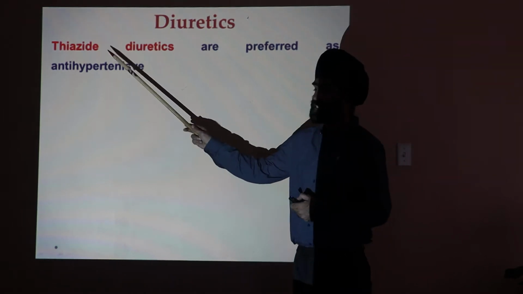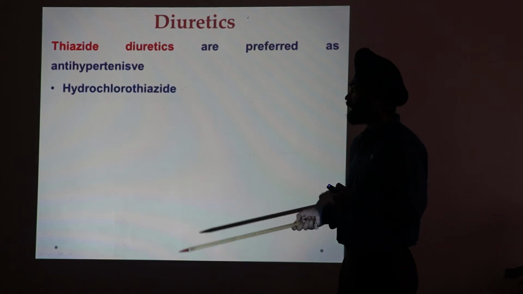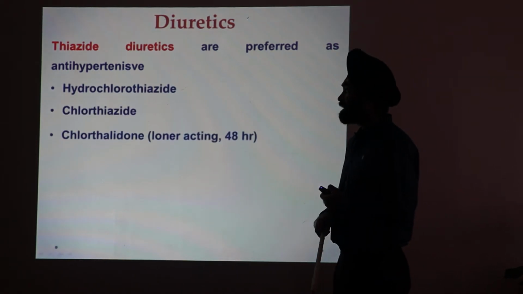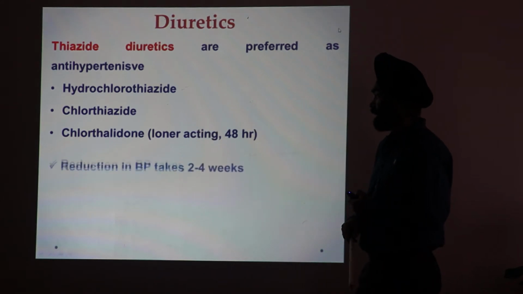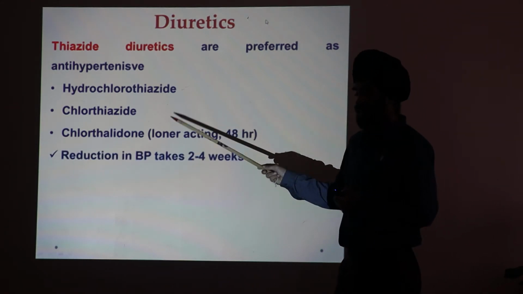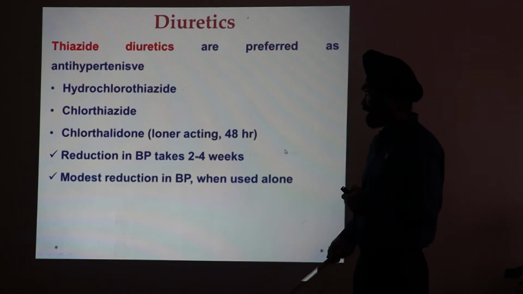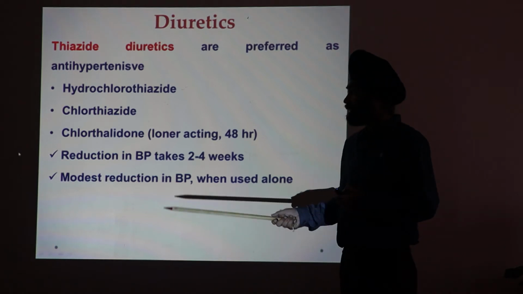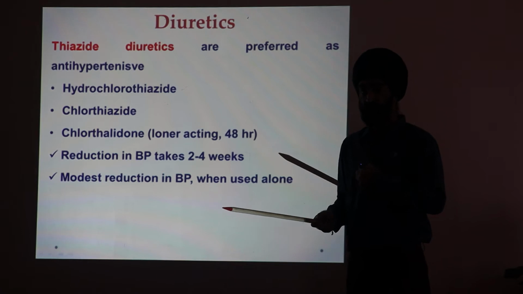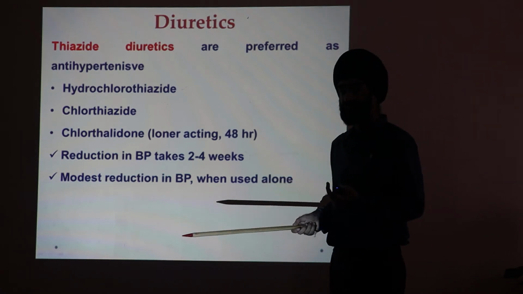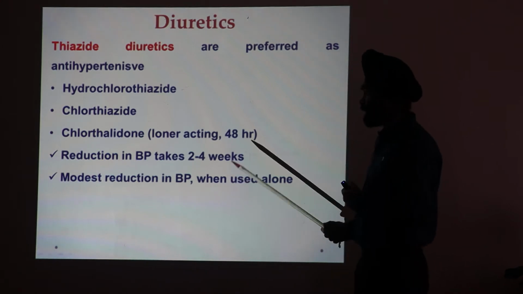Thiazide is basically a chemical structure. Because of the chemical structure, it is called thiazide. So we have drugs like hydrochlorothiazide, chlorothiazide, chlorthalidone, and these drugs are very effective and they reduce the blood pressure within 2 to 4 weeks. And one very important thing: if you use thiazide diuretics by themselves, as a single drug, there is only a modest reduction in the blood pressure. That means when used alone.